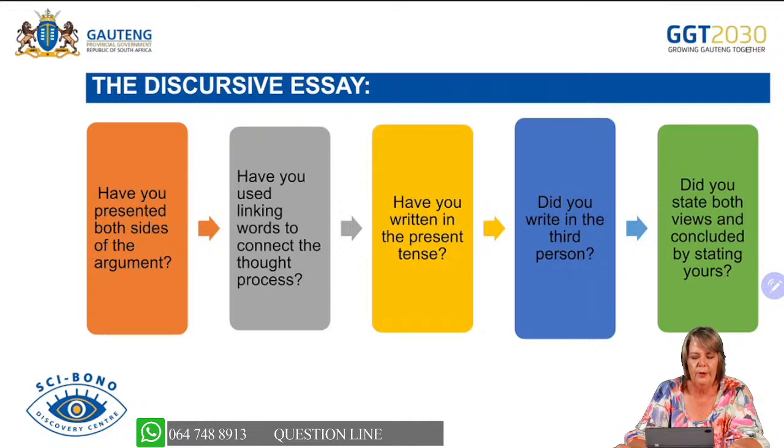Have you used linking words to connect the thought process? Linking words: however, in addition to, on the other hand. Have you written in the present tense? Did you write in the third person? Did you state both views and conclude by stating yours? It's also very important not to introduce a new idea in the conclusion. Remember, your view would just be an elaboration of what you have discussed in your introduction and your body of your essay.